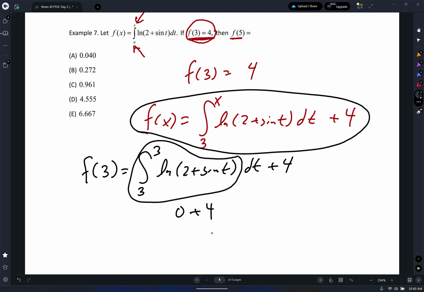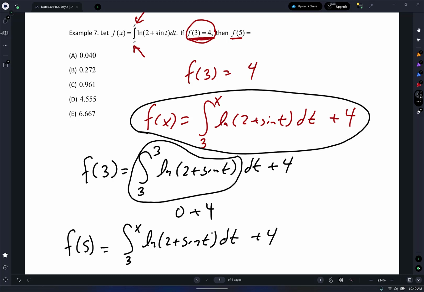Any value. So now I'm going to go f of 5 equals the integral from 3 to x of ln of 2 plus sine t, close it, dt, plus 4. Take your calculator, and we're going to do exactly that. If you put a 5 there, then you no longer have an x as an upper limit. You have a 5. Wherever there's an x, you put the number there. Sorry about that.